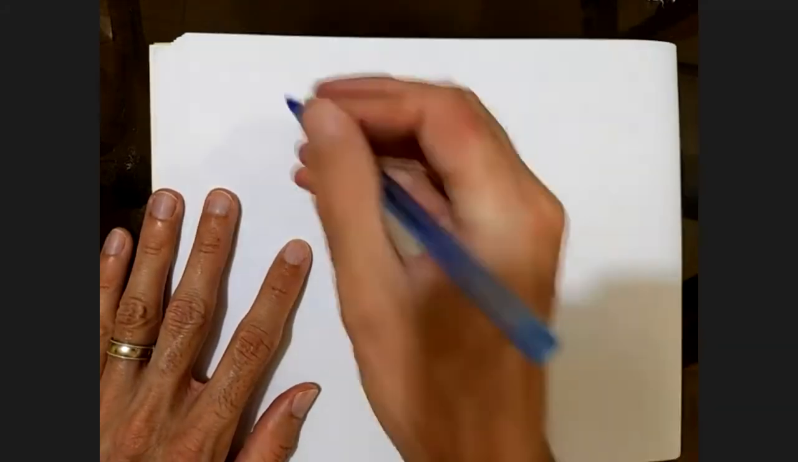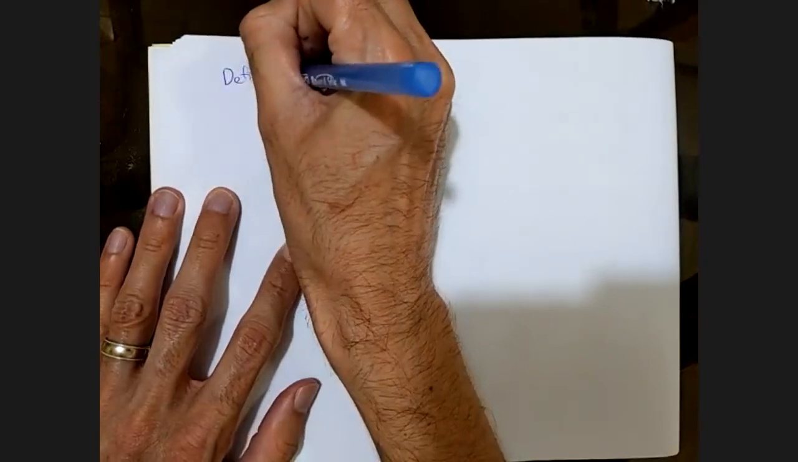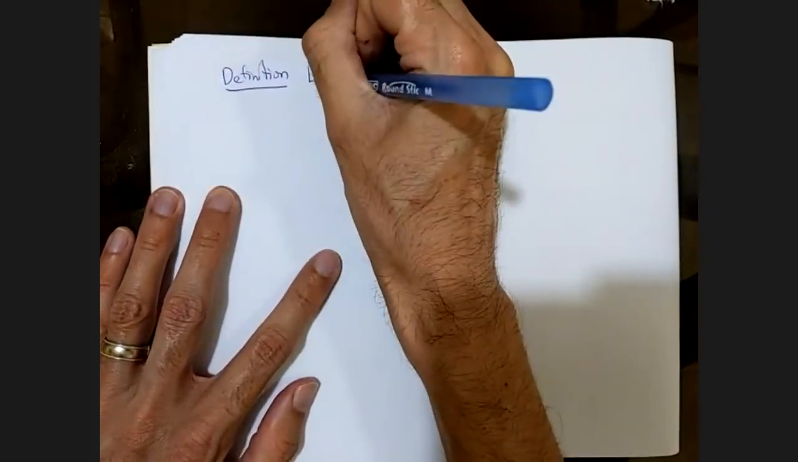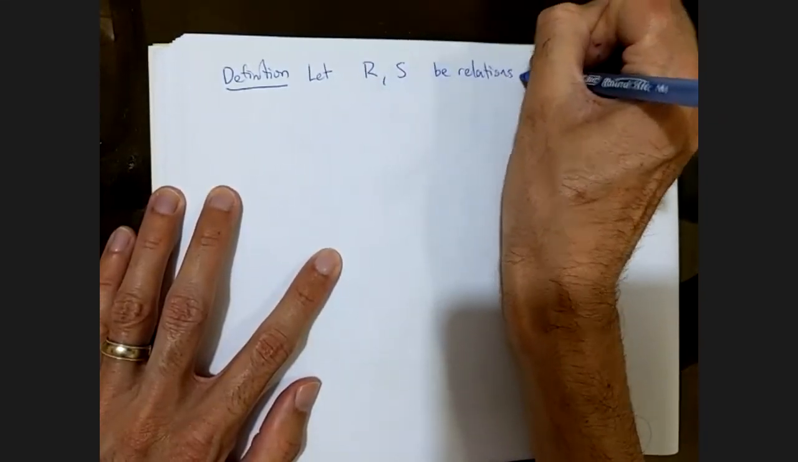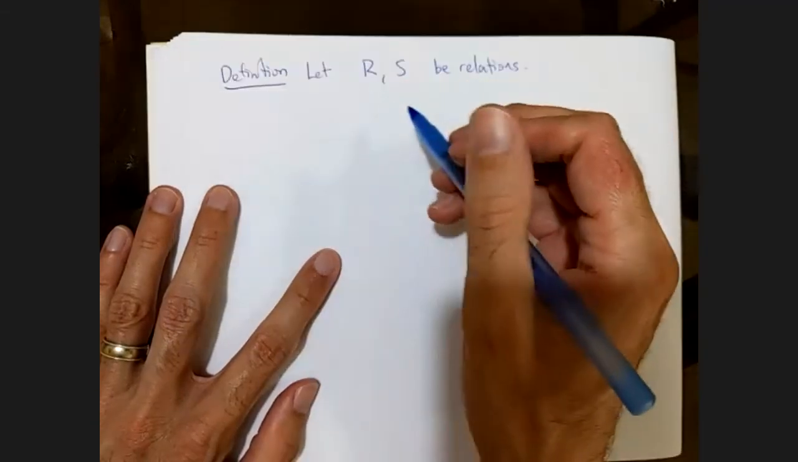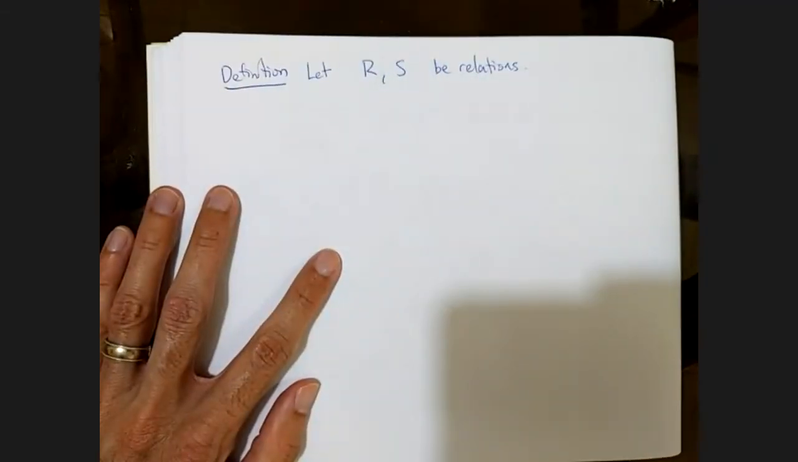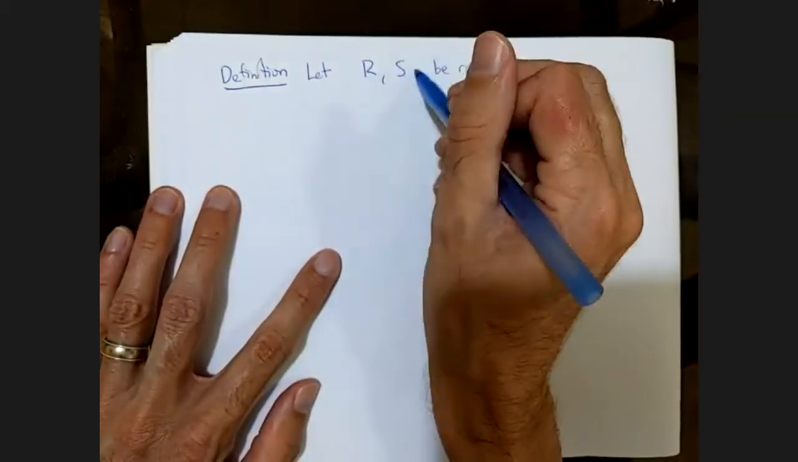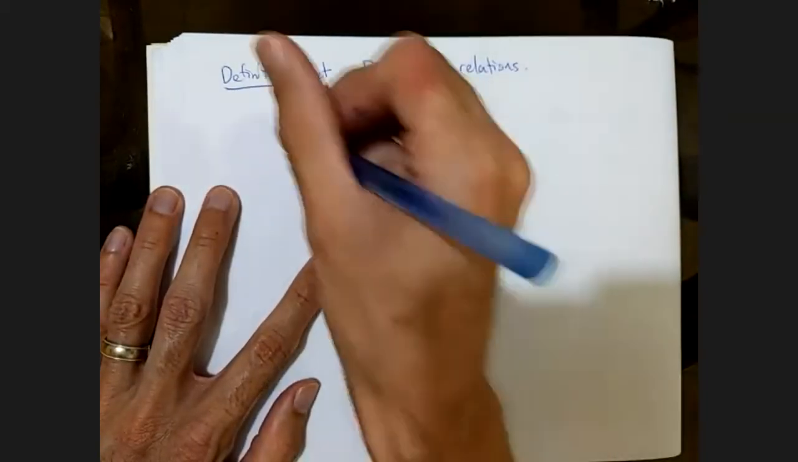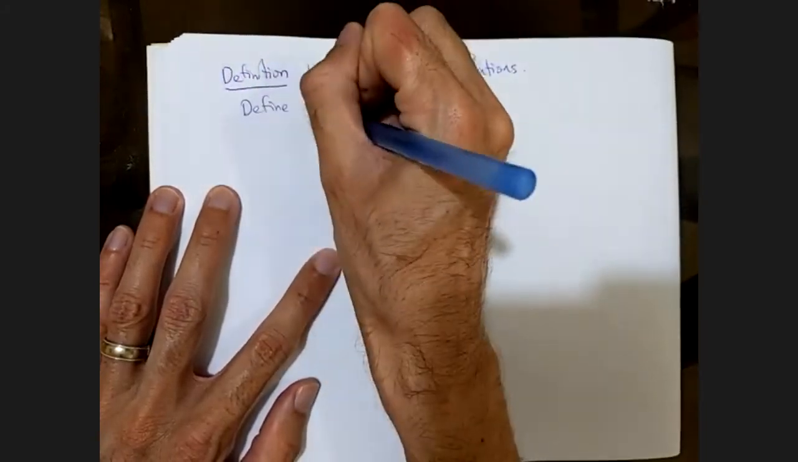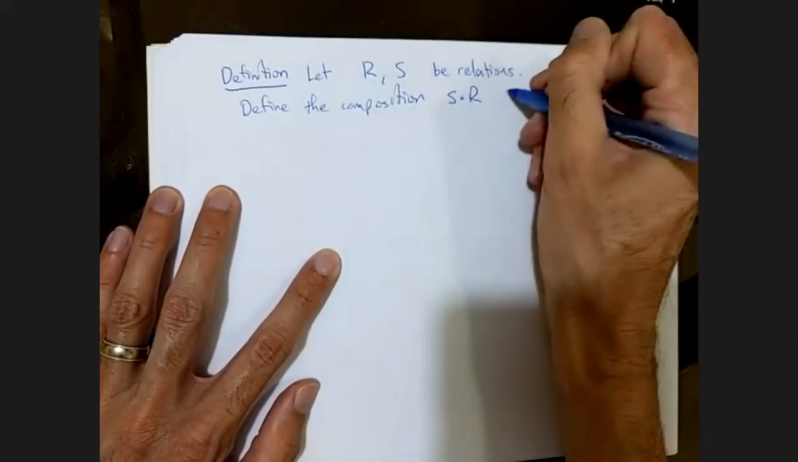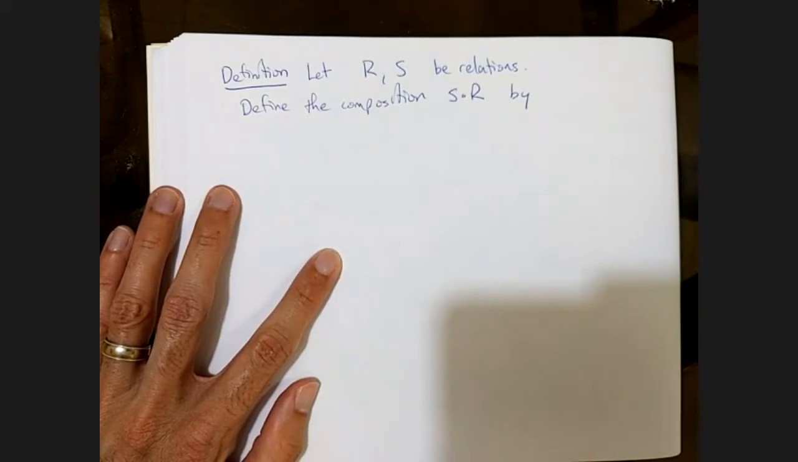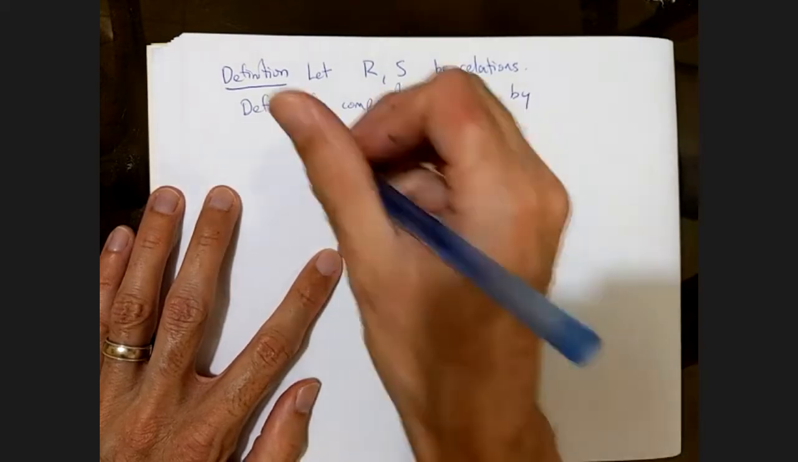And the idea is that, let R and S be relations. And we want to find a relation which combines R and S. Find the composition S of R by, well, just the definition you would use if S and R were functions.